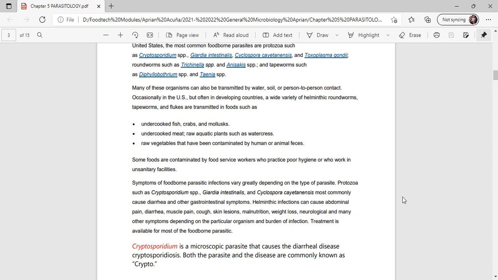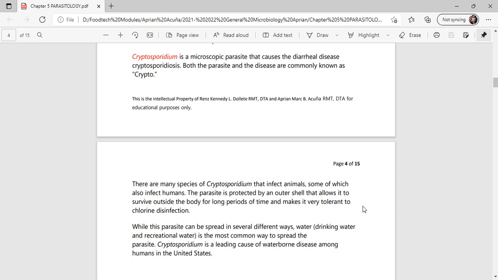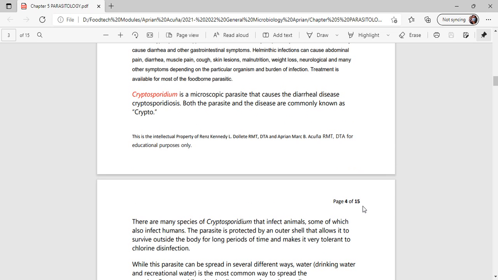The symptoms of foodborne parasitic infections vary greatly depending on the type of parasite. Protozoa such as Cryptosporidium species, Giardia intestinalis, and Cyclospora cayetanensis most commonly cause diarrhea and other gastrointestinal symptoms. For helminths, the roundworms, infections can cause abdominal pain, diarrhea, muscle pain, cough, skin lesions, malnutrition, weight loss, neurological and many other symptoms depending on the particular organism, the burden of infection, and the site of infection. Treatment is also available for most of our foodborne parasites. So let us proceed to our first parasite.